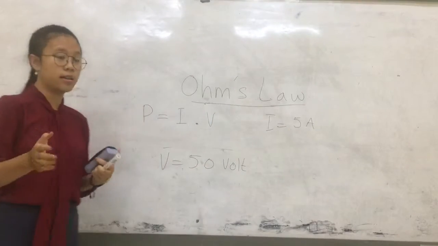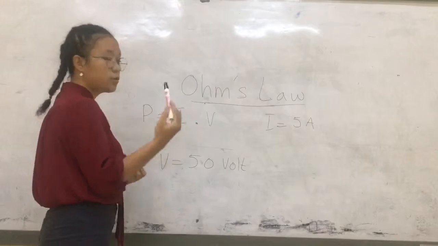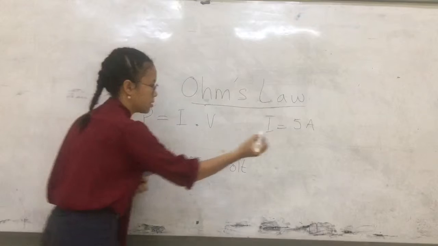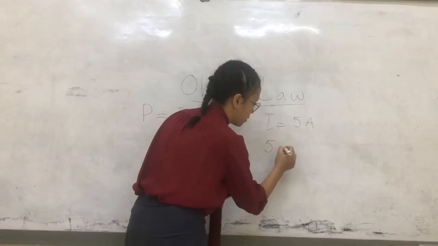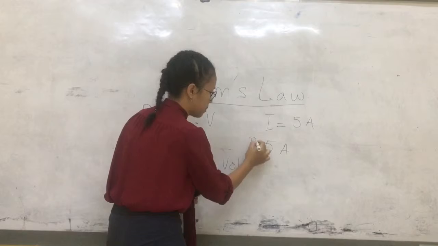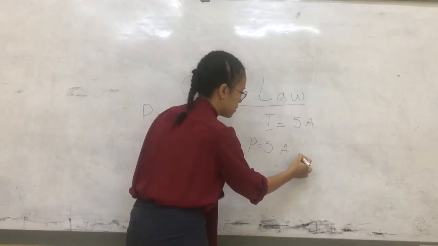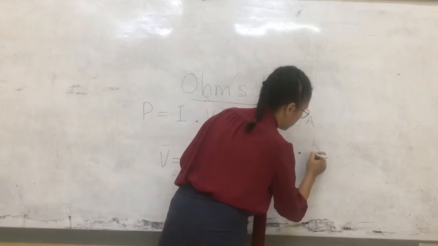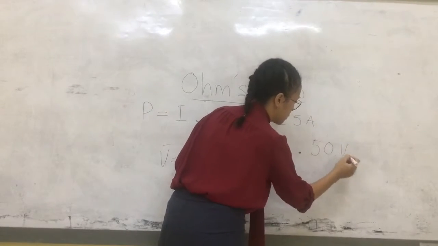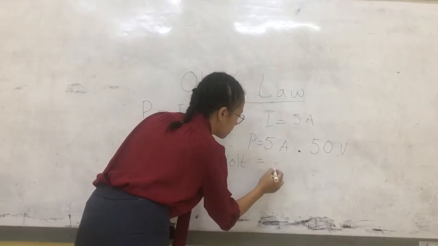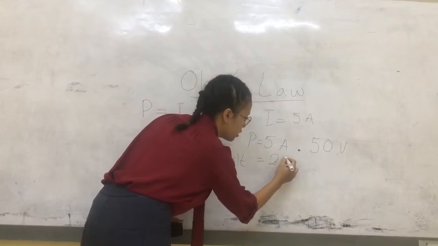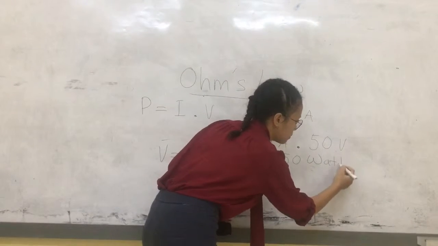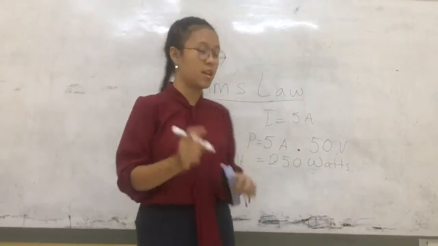Now, let's start inserting a number. We can use that 5 ampere, 5 times voltage, which will be 50 volt. Power is measured in watts.